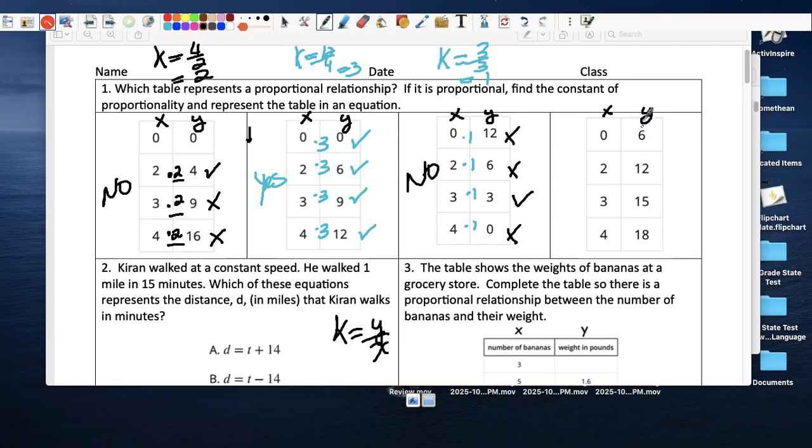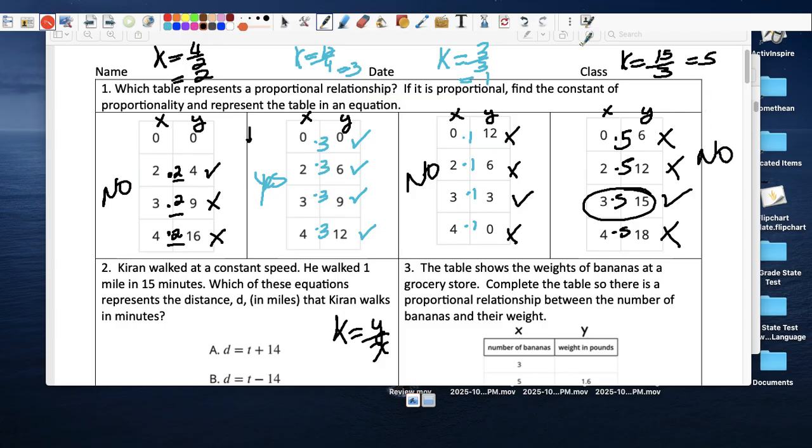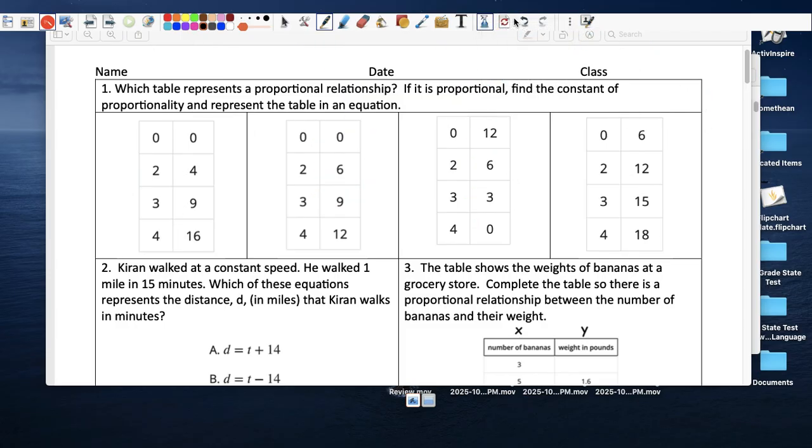Last one. k equals, so let's pick a pair. Let's pick 3 and 15. So we get 15 over 3, which means this is times 5. So the constant of proportionality, or the unit rate, is 5. So it would be 0 times 5, times 5, times 5, times 5. True here, not true here. 2 times 5 is not 12, 3 times 5 is not 6, and 4 times 5 is definitely not 18. So this is not a proportional table. That's how you check.